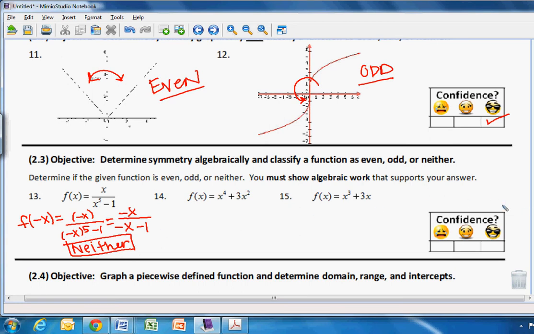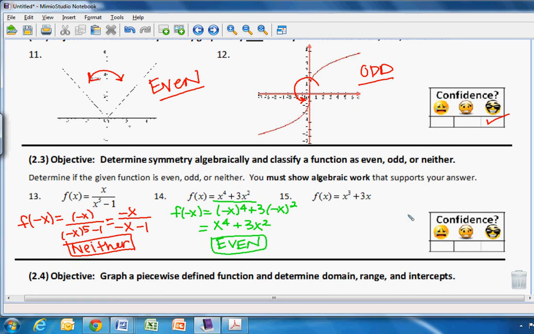Okay, now let's plug in our opposite x and find out what happens. So if I have negative x to the fourth plus 3 times negative x squared. Again, I have an even exponent for both of these. Anytime I have a negative number and I raise it to an even power, it's going to turn positive. So this is going to turn into x to the fourth plus 3x squared, which is the same as this. So if it's the same, it is even.